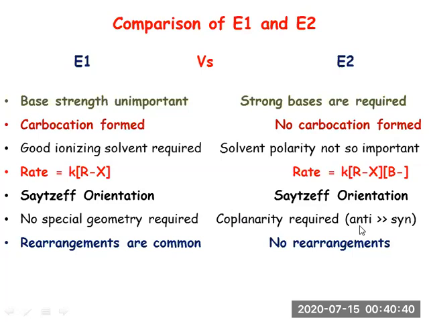So what you'll find is that anti-coplanar geometry is favored over syn-coplanar. That means your leaving group and the beta hydrogen should be opposite to each other. That is called anti-coplanar. In E1, since a carbocation is formed and stability of carbocation becomes most important, at that time rearrangement is possible to get the most stable carbocation, and accordingly the product will be obtained. But this is not possible in the case of E2 elimination reaction. You will never get any rearrangement products.